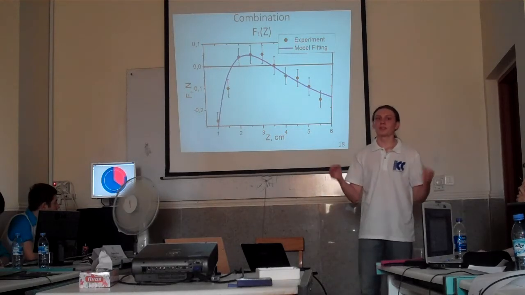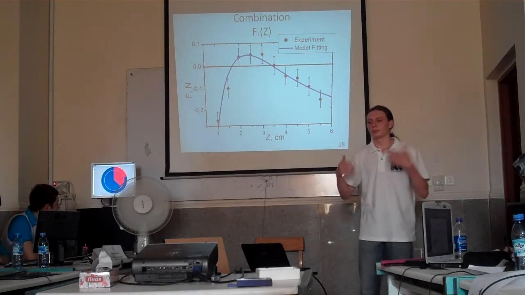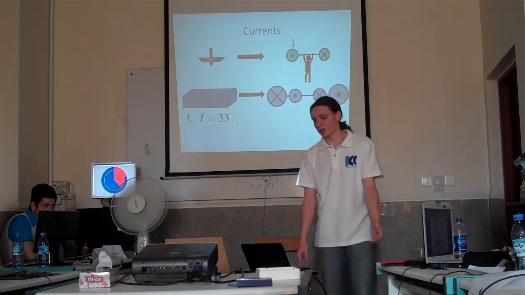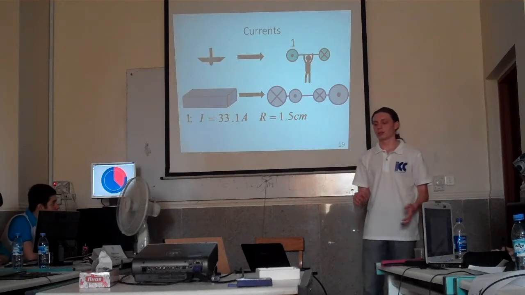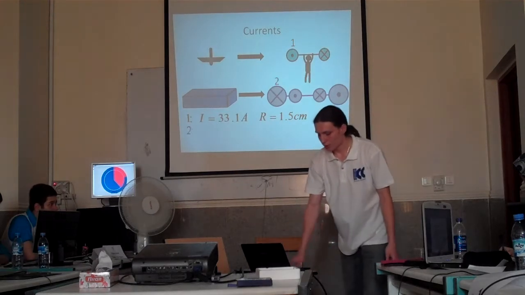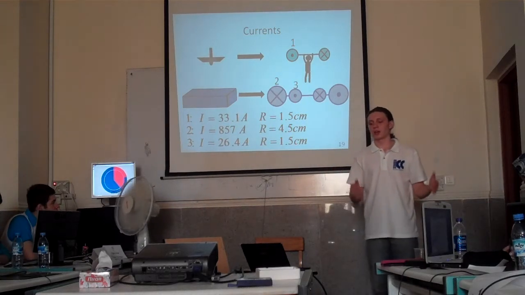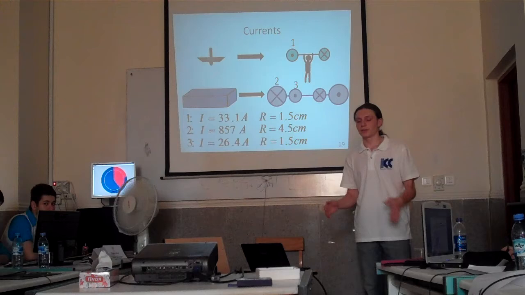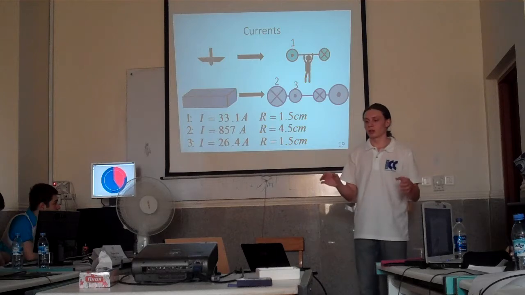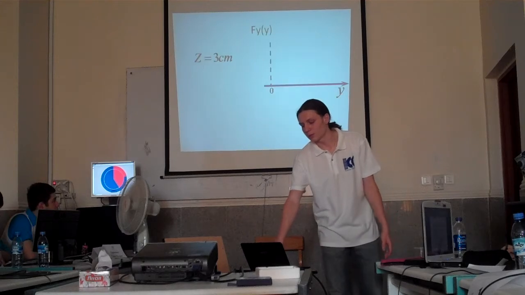To make our model, we calculated the field at each point of space, and integrated over the spinner. Well, here is the result of our approximation. Our upper magnet current is 33 amperes, and radius is about 1.5 centimeters. For the lower repulsive magnet, we have a really big current. It's 857 amperes, and radius about 4.5 centimeters. And the magnet which attracts and stabilizes is, as we see, not so strong. It's about 26 amperes, and radius about 1.5 centimeters too.